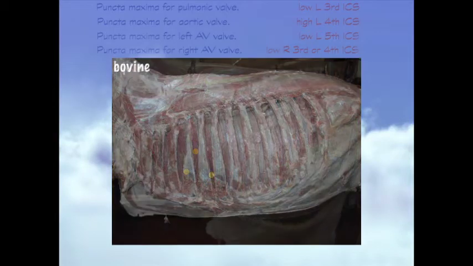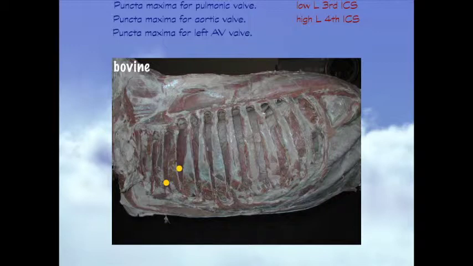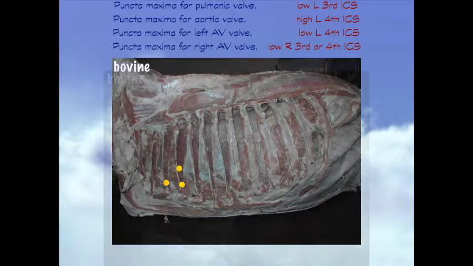Let's look at it for the bovine now. Very similar. The pulmonic valve is going to be low in the third intercostal space. For the aortic valve, high in the fourth intercostal space. But here for the left AV valve, it's going to still be in the fourth intercostal space, but it's going to be low. Then for the right atrioventricular valve, it's going to be low in the third or fourth intercostal space on the right side.